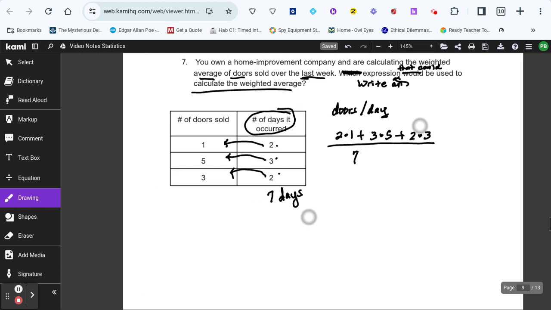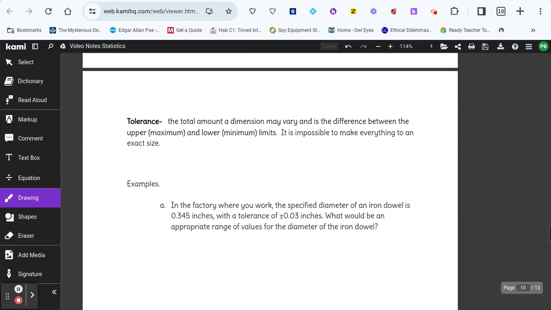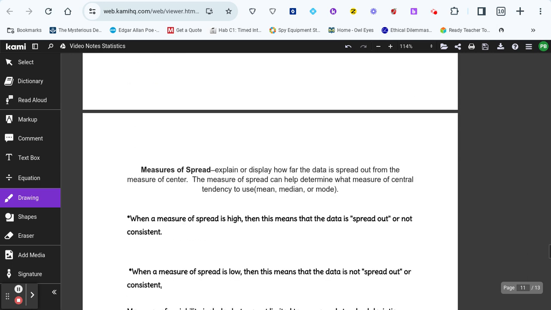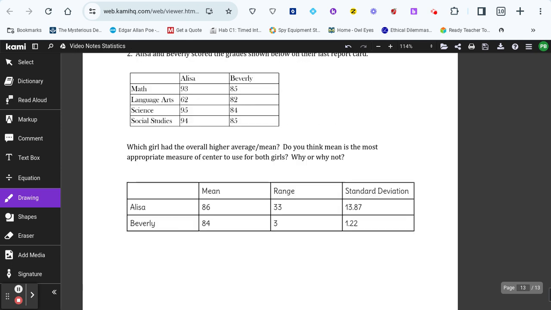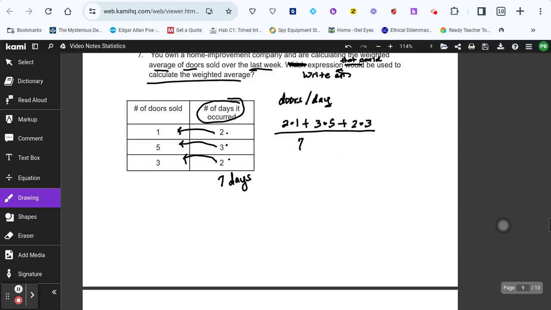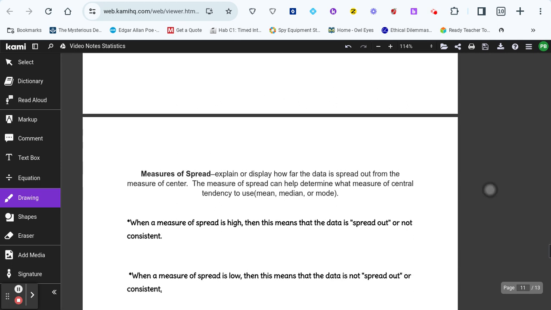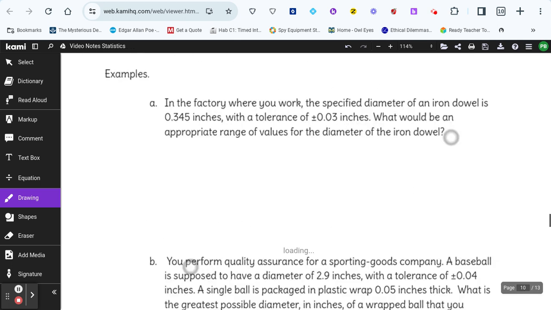That would be it. All right, so the last two things I have to cover are tolerance and measures of spread. But I'm going to go ahead and cover tolerance. It's pretty simple. It's only one little page. Okay, let's get tolerance out of the way.